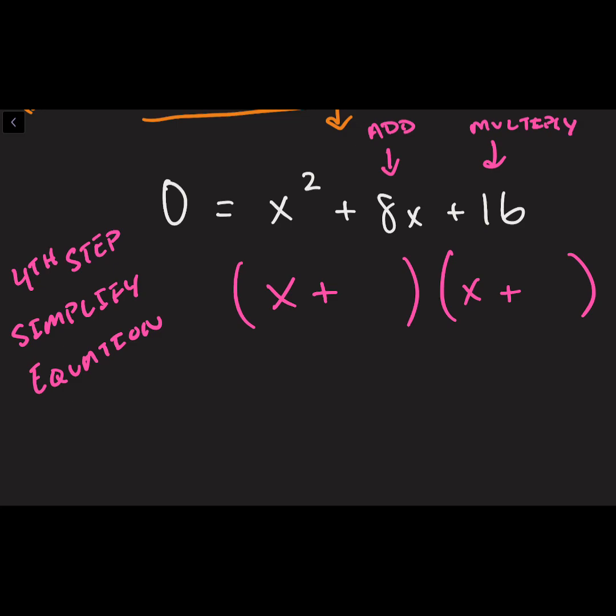What two numbers do we have? We have 2 and 6, 3 and 5, 1 and 8, and then 4 and 4. Well, no, we got 1 and 16, and then we got 2 and 8. 2 and 8 don't add up to 8, and 1 and 16 don't add up to 8. The only two that add up to 8 are 4 and 4, and 4 times 4 gives us 16. So this simplifies to x plus 4 squared, and that's equal to 0.